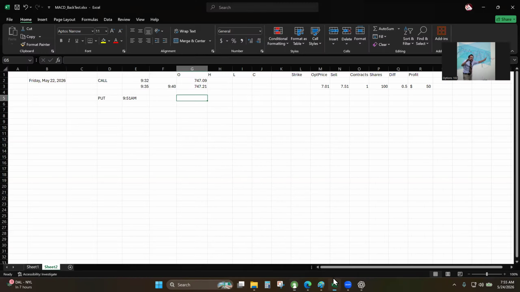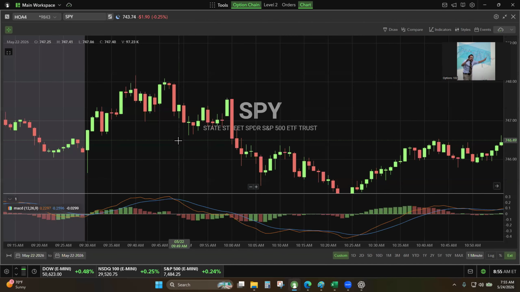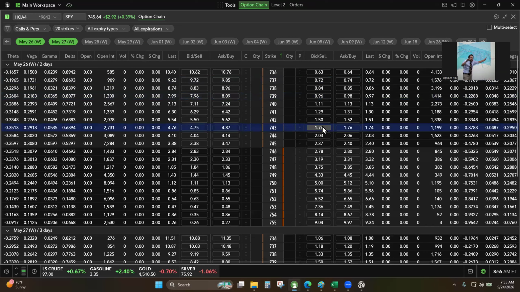I will say, all right, where's my strike? 746. The price is 746.95. I'm going to be buying puts. I look at this. What do I put the strike over here? 746. These were 747, by the way. Now I'm going to be looking at puts at 746. In order to do that, I'm going to have to switch gears. Okay, I'm going to have to actually close this chart and go to 746 puts.